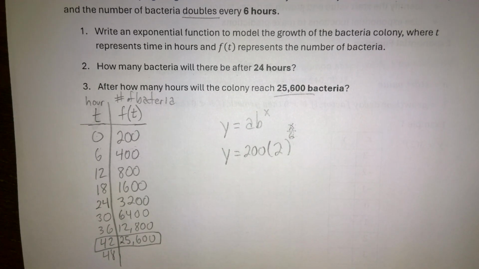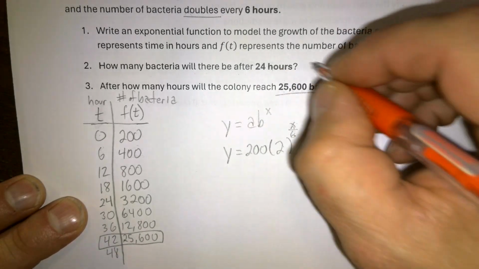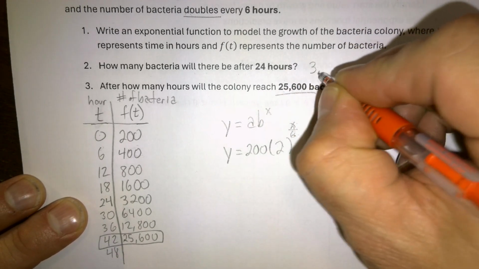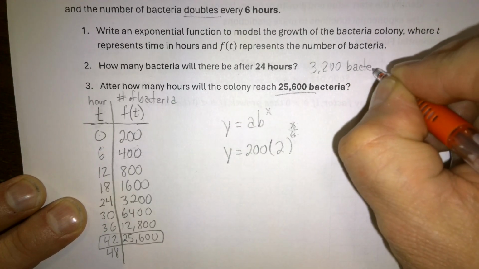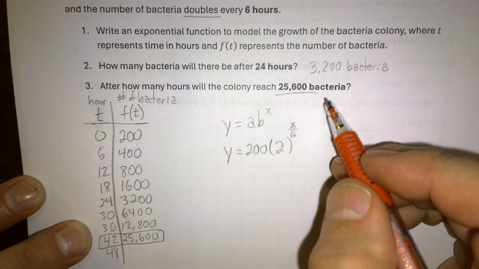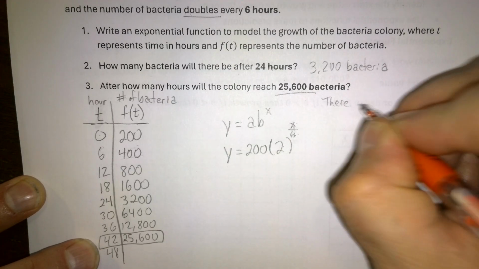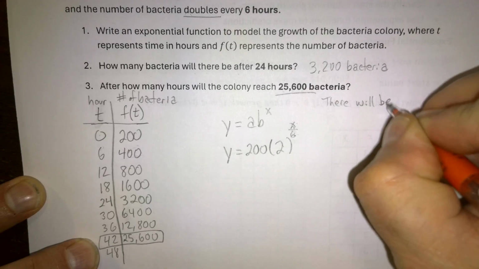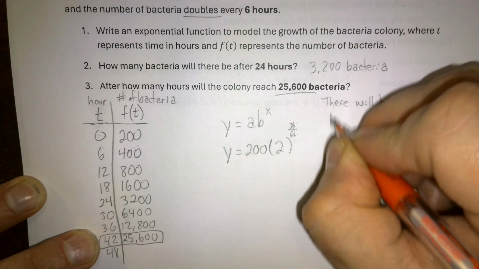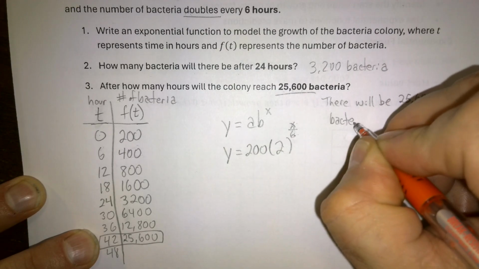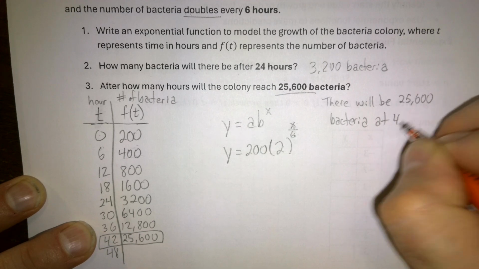All right. So I think we've answered the questions for this. At 24 hours, we're going to have 3,200 bacteria. And then for number 3, there will be 25,600 bacteria at 42 hours.